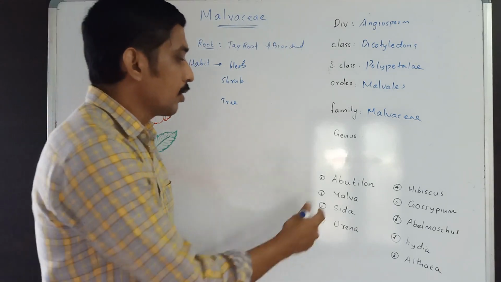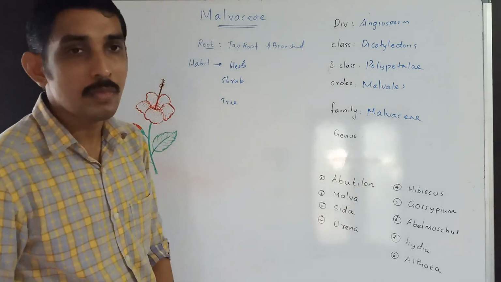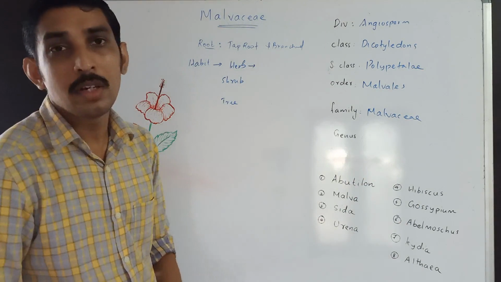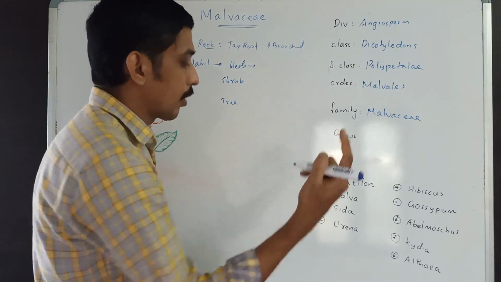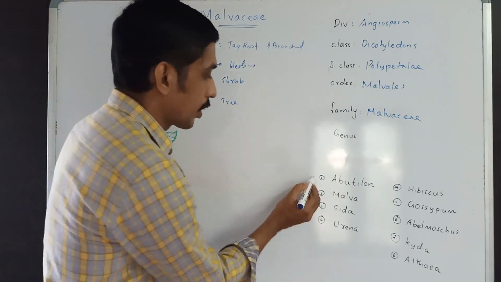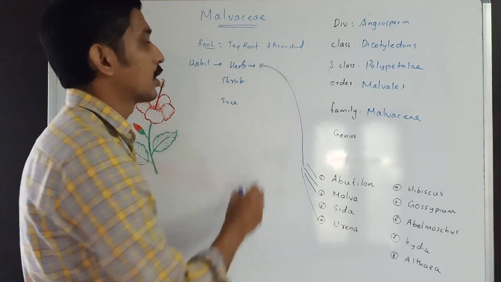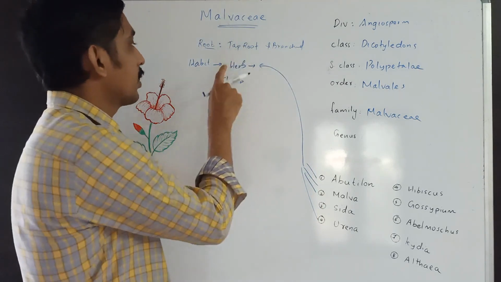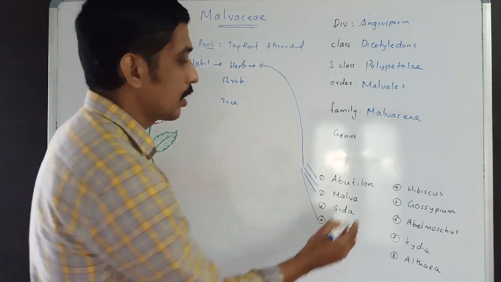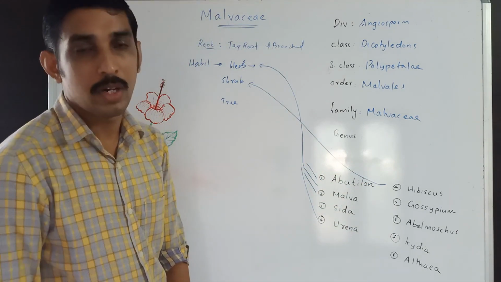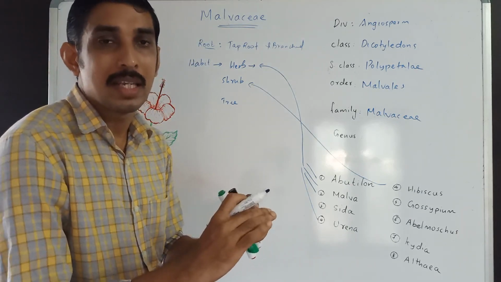If you look at the examples that I have written here, you can see some herbs. Herbs means tiny plants. So you can see Abutilon, Sida, Urena, Malva sylvestris. All these plants belong to the herbs because they are tiny plants. So Malvaceae includes herbs. And like that, we can see shrubs also. For example, let us take the case of hibiscus. It is a shrub. It is not a big tree. It is not a small plant. Hibiscus is included in the category of shrub.